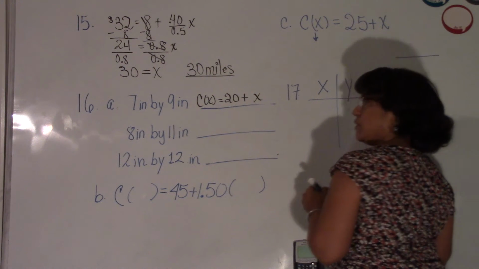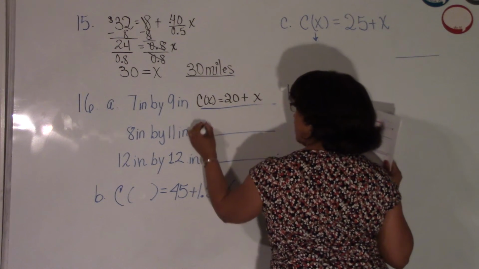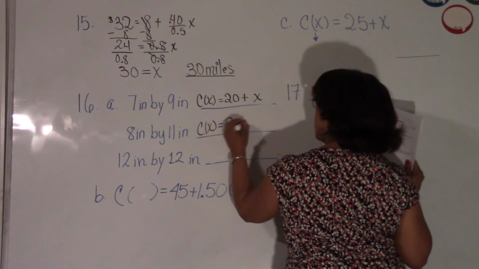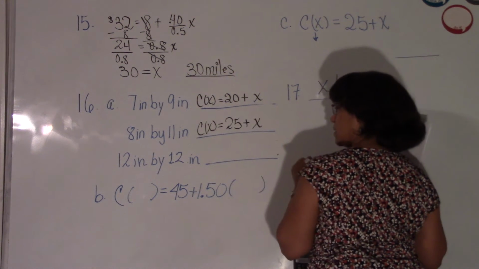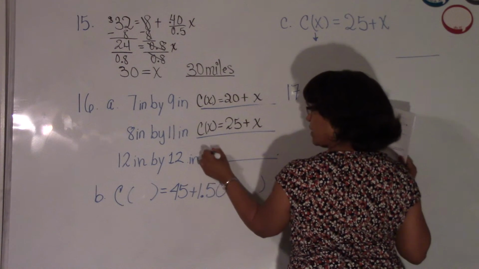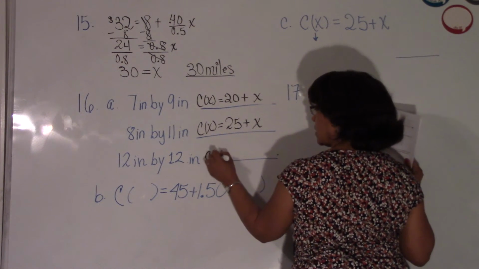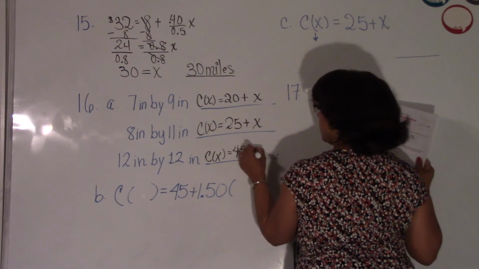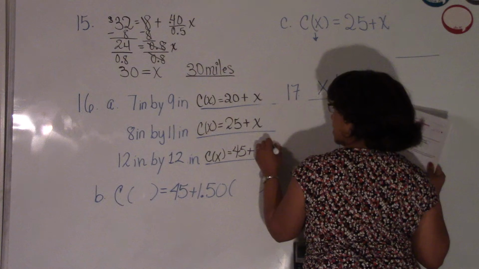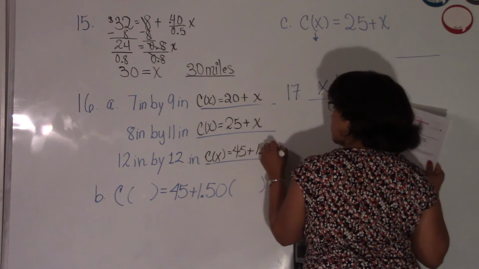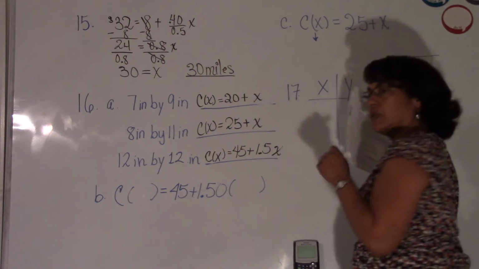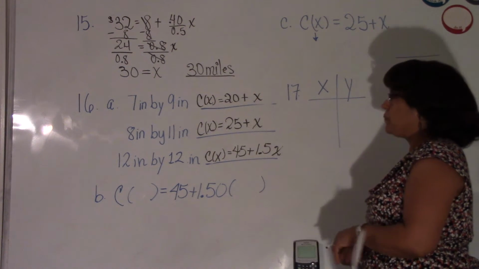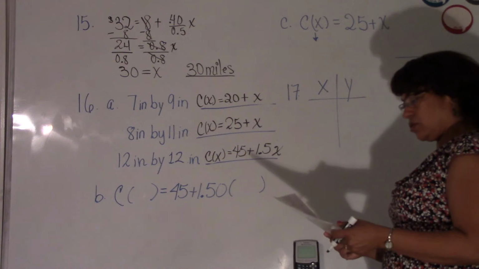And you use the same reasoning for your 8 by 11. C of x is equal to, well, the base cost is 25 plus 1 times x, so it's x. We look at the 12 by 12, our base price is 45, so it's gotten a lot steeper, plus each page costs $1.50. So you could just put 1.5x here. Quite often when it's $1.50 times x, you can put 1.5x. So those are your answers to A.